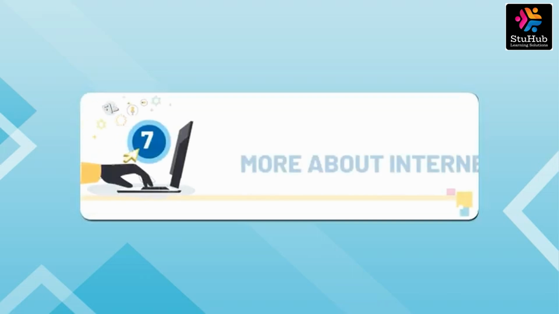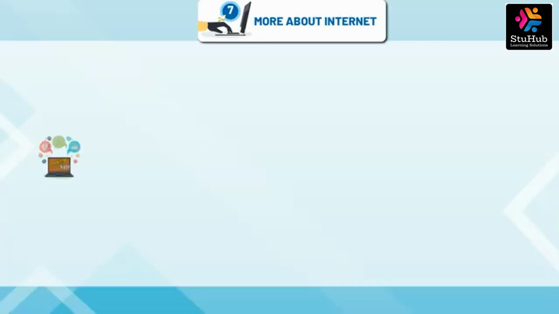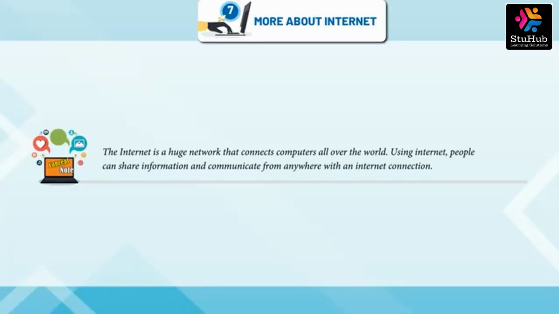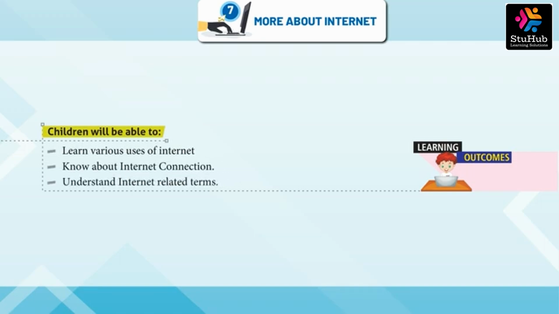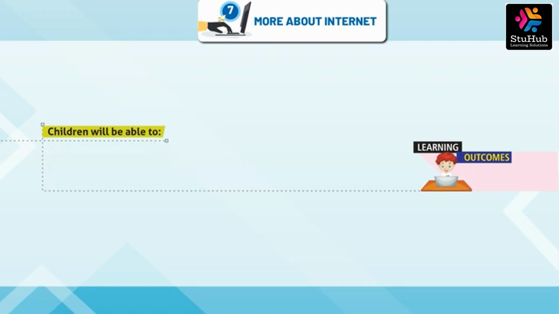Lesson 7. More about Internet. The Internet is a huge network that connects computers all over the world. Using Internet, people can share information and communicate from anywhere with an Internet connection. Children will be able to learn various uses of Internet, know about Internet connection, understand Internet-related terms.